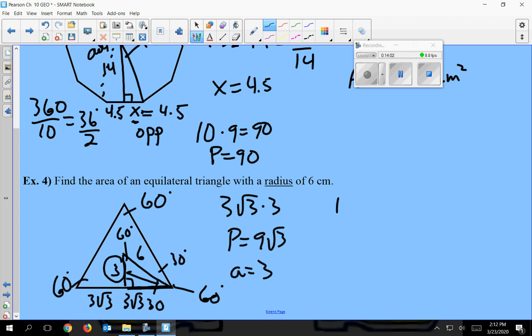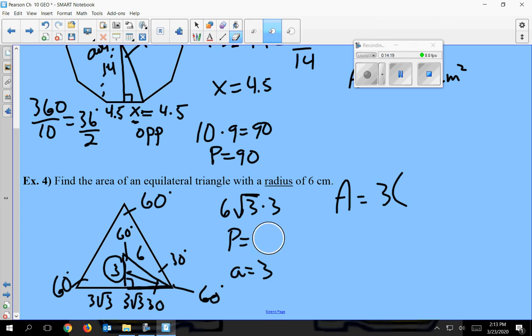Okay. Find the area is the apothem times my, I'm sorry, I screwed up back here. Let me go back. This should be 6 square root of 3. I'll look at my notes once in a while. So that gets me 18 square root of 3 is my perimeter. Sorry about that.